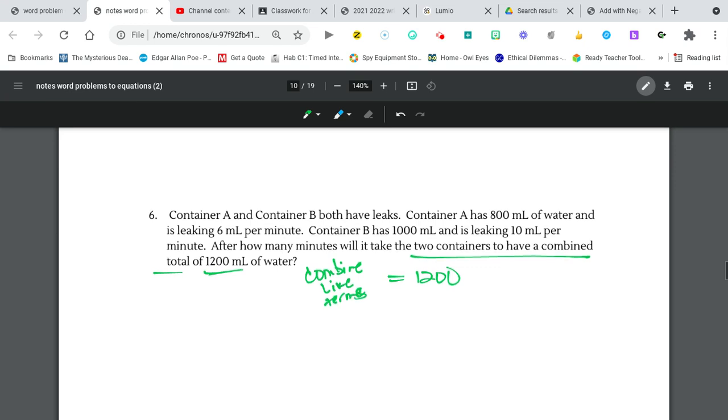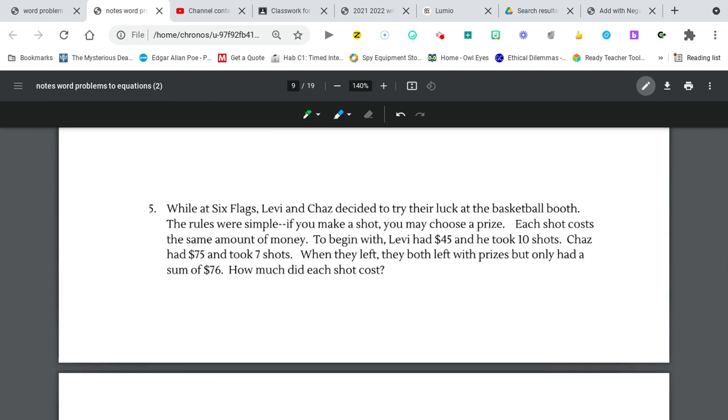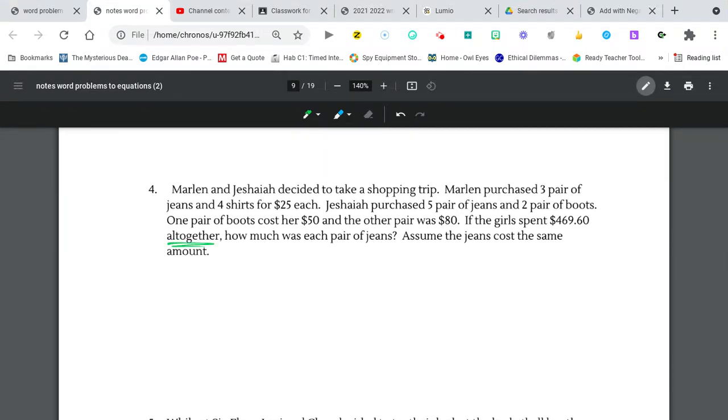Okay? So you'll see something like that. Or you may see, when they left, they both left with prizes but only had a sum of 76. So a sum of 76 means that you add two things together to get 76. So this should help you to see that you're going to combine like terms. Or right here it says all together, okay? Which means you add two things. All together they spent $469.60.